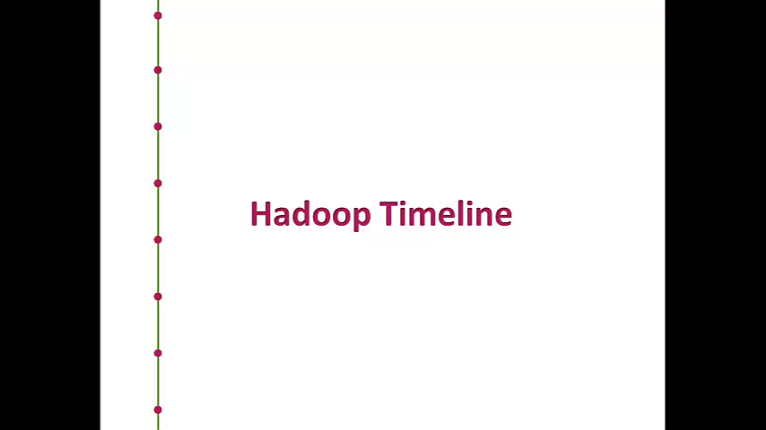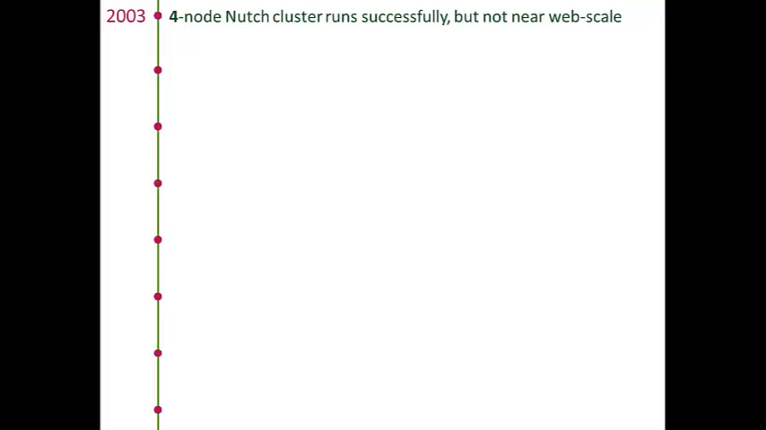Now we'll look at a timeline that shows some highlights from the birth and use of Hadoop over the past decade. In 2003, Doug Cutting was working on an open source app named Nutch, which attempted to crawl the web to build a search index. He was able to get Nutch to run successfully on a 4-node cluster, but that was hardly at web scale.